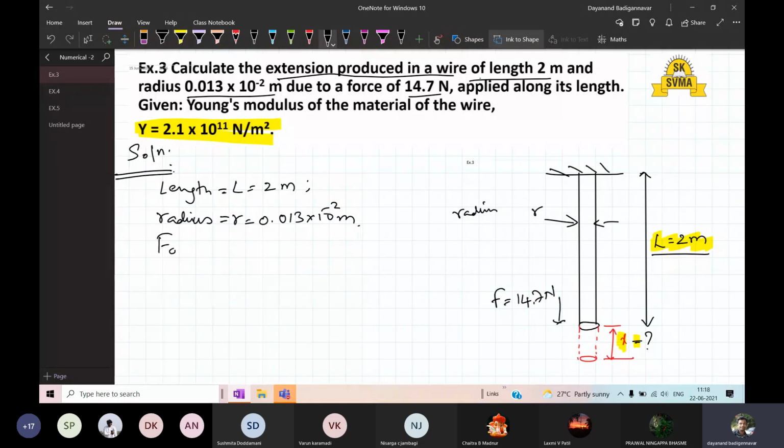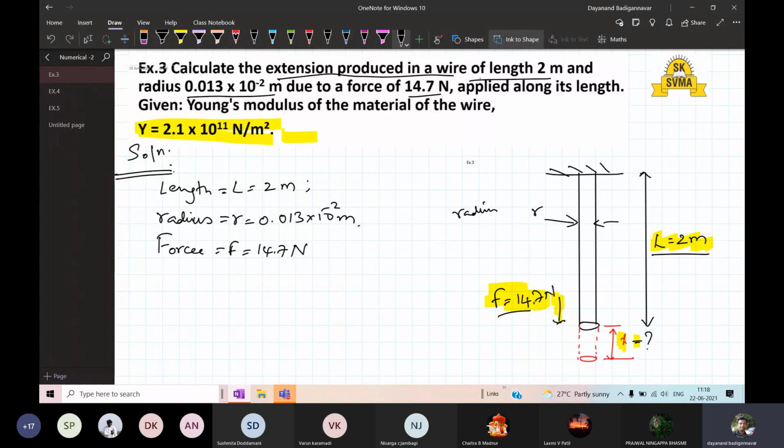Force that is applied, F, is 14.7 Newton, along its length. The direction of the force is such that it is along the length of the wire, like this. So this is the direction of the force F. Young's modulus is given with the unit. The extension you have to find.